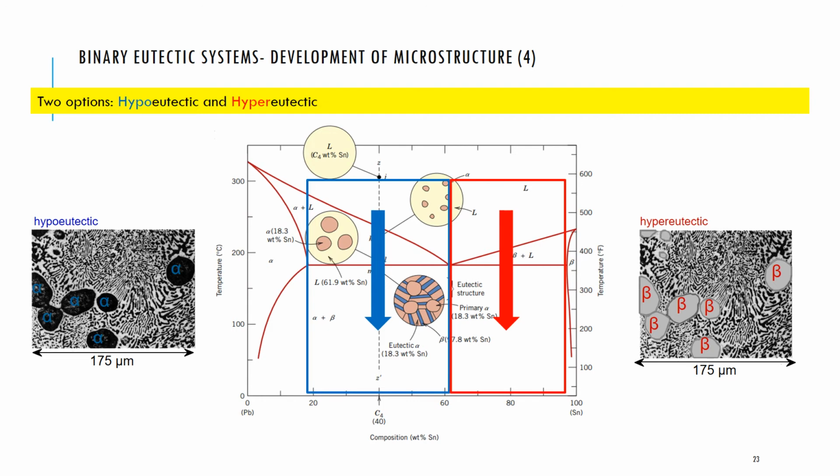If we cool to the left of the eutectic invariant point, we call that a hypoeutectic system. If we cool to the right of the eutectic invariant point, we call that a hypereutectic system. And of course, in this case, we have beta particles as the primary phase and a eutectic microconstituent, as opposed to the hypoeutectic system when we have alpha particles as the primary phase. Sorry, it's the primary phase.